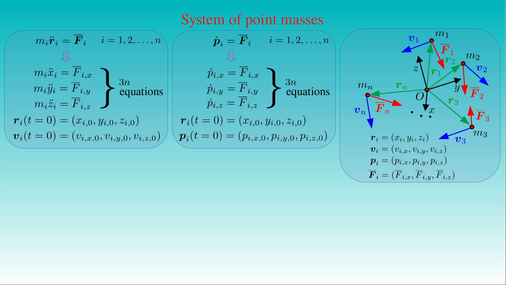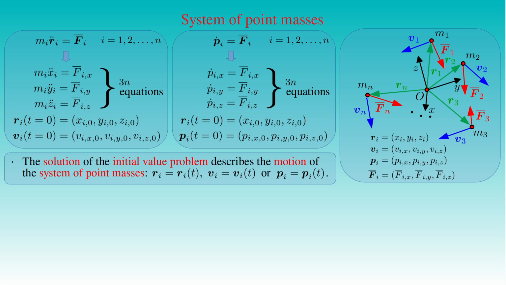By solving the initial value problem of 3n differential equations for the system of n interacting point masses, we can describe the motion of the system in terms of position vectors, velocities or momenta changing in time. Since we need to know the explicit form of the forces describing the interaction between the members of the system and between the system and its environment, first we study the nature of the forces.